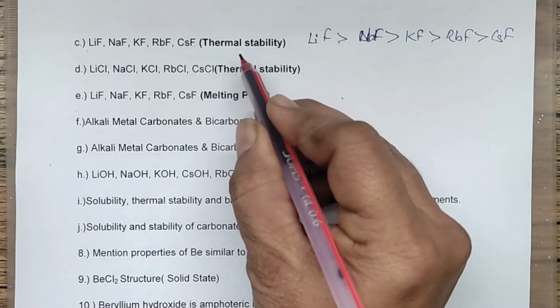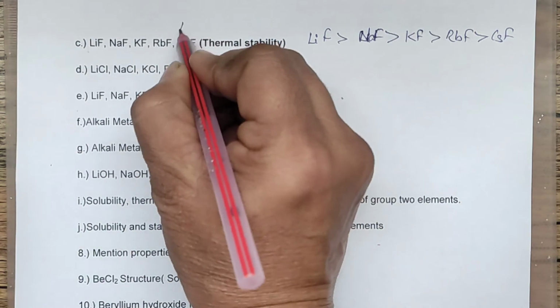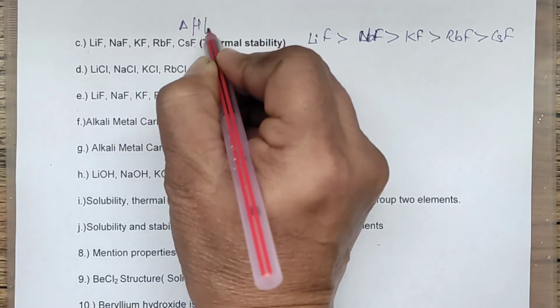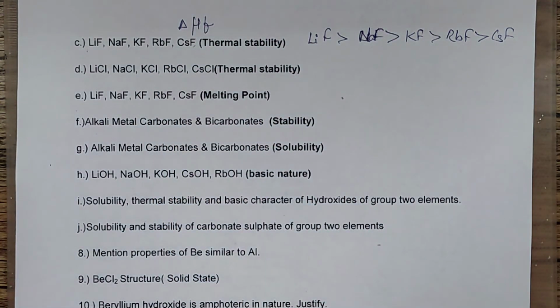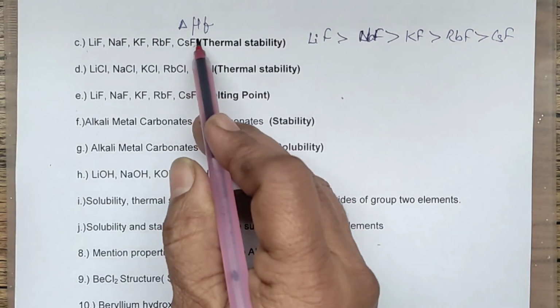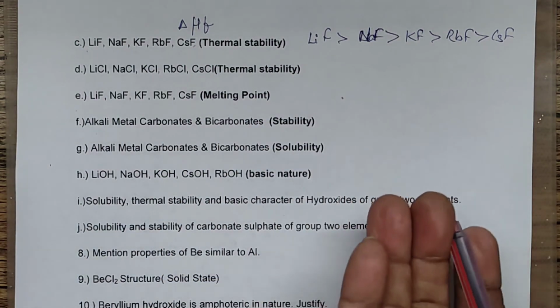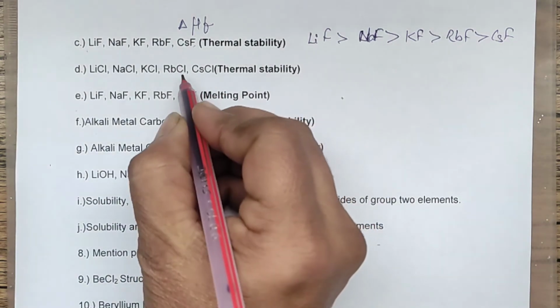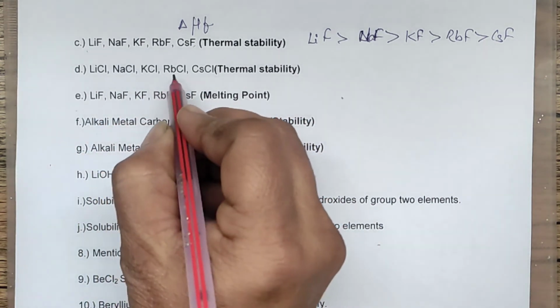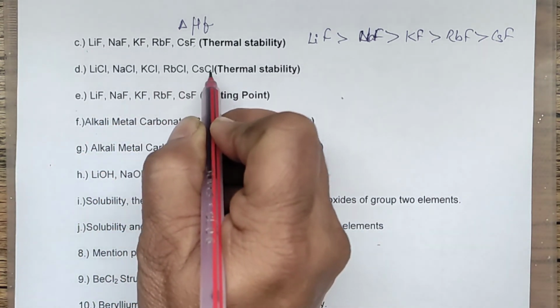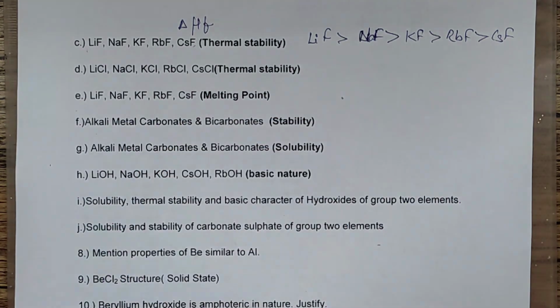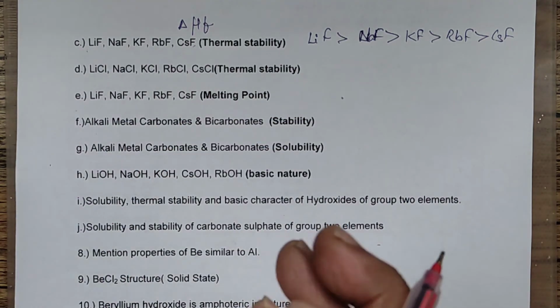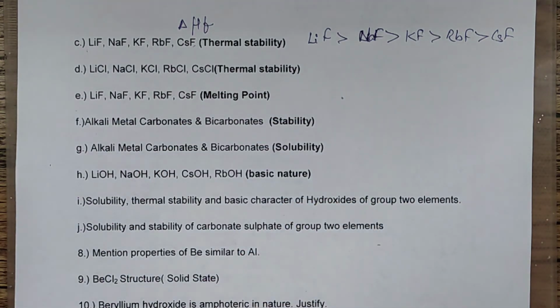It can also be asked this way, that enthalpy of formation is becoming less negative down the group. Enthalpy of formation becoming less negative down the group, in a way we mean to say that the thermal stability is decreasing. The reverse is true for chloride, bromide, iodide. For all chloride, bromide, iodide, the thermal stability down the group is increasing, because chloride, bromide and iodide are larger anions. They will form stable compounds with the larger cations.